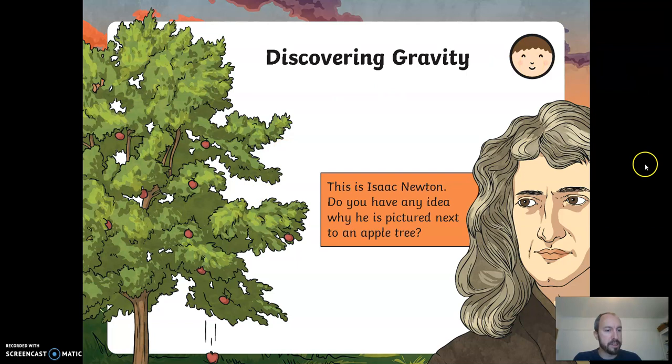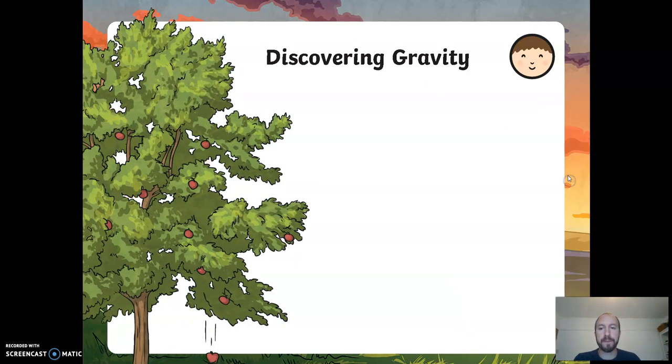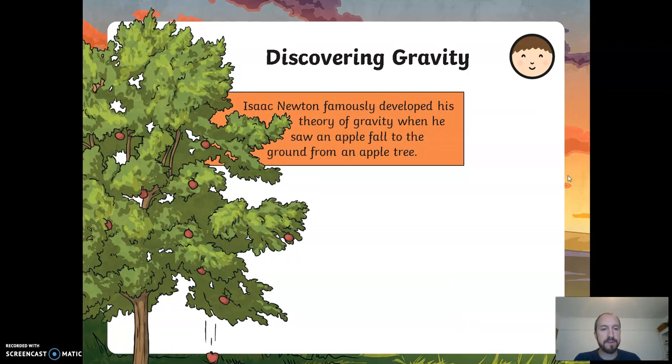So, this is Isaac Newton. Do you have any idea why he is pictured next to an apple tree? Pause the video, see if you can think to yourself, why is he pictured next to an apple tree? Okay, did you do that? Let's have a think, shall we? Isaac Newton famously developed his theory of gravity when he saw an apple fall to the ground from an apple tree.